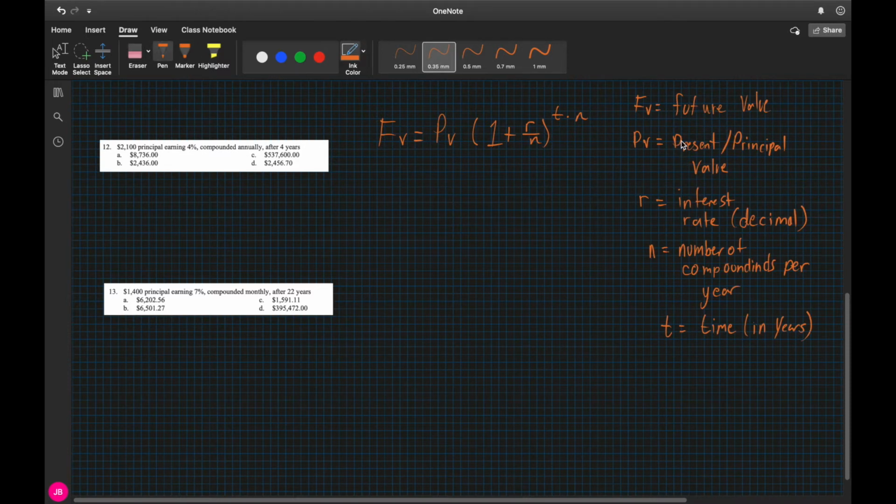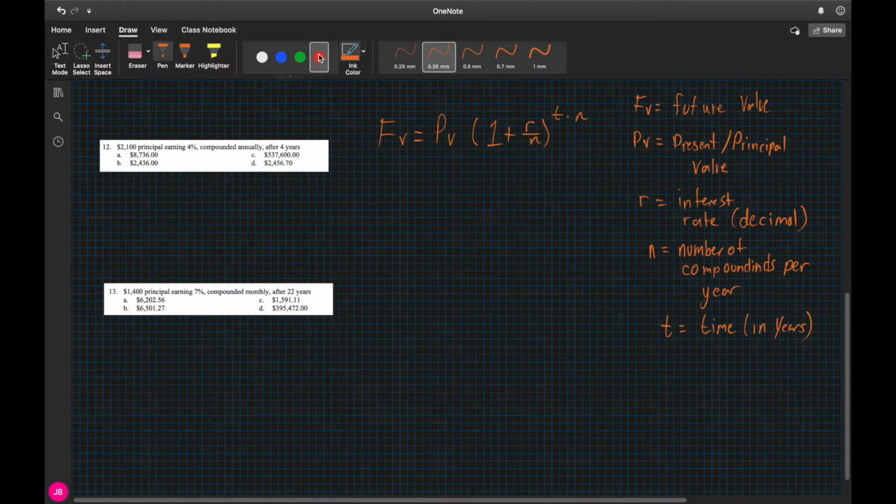As you can see, FV stands for future value, which is usually the answer that we're going to be looking for. PV stands for principal or present value, so the amount of money that you have right now. R is your interest rate, and it always has to be in decimal form. Now, r is being divided by n, which is the number of compoundings per year.